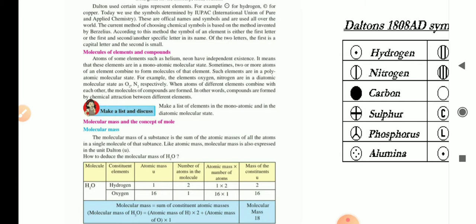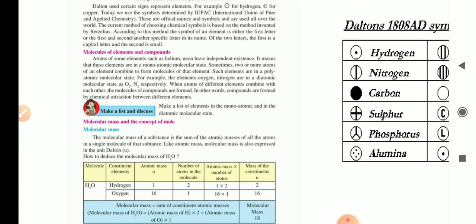The current method of choosing chemical symbols is based on the method invented by Berzelius. According to this method, the symbol of an element is either the first letter or the first and second or another specific letter in its name. Of the two letters, the first is a capital letter and the second is small.